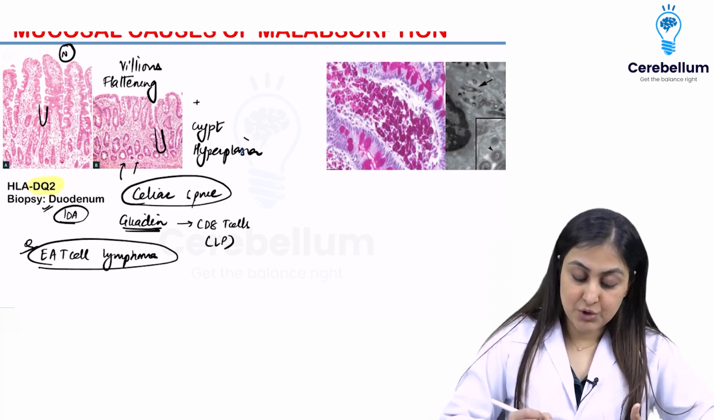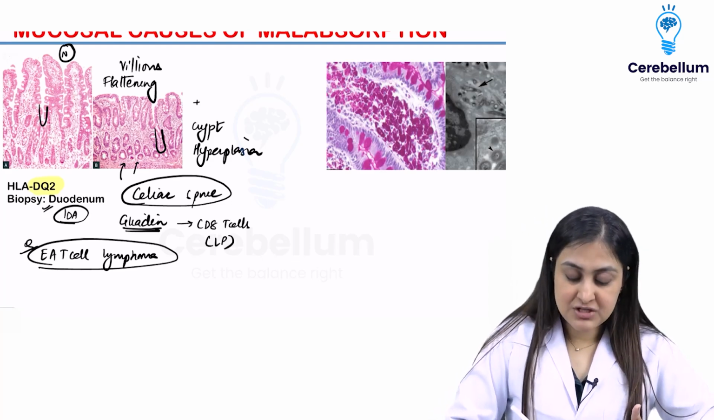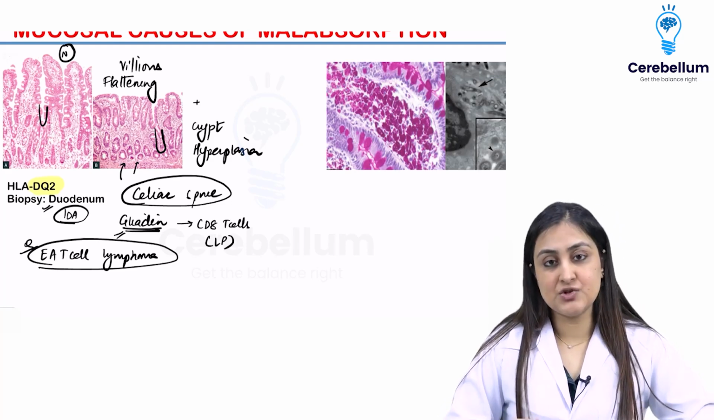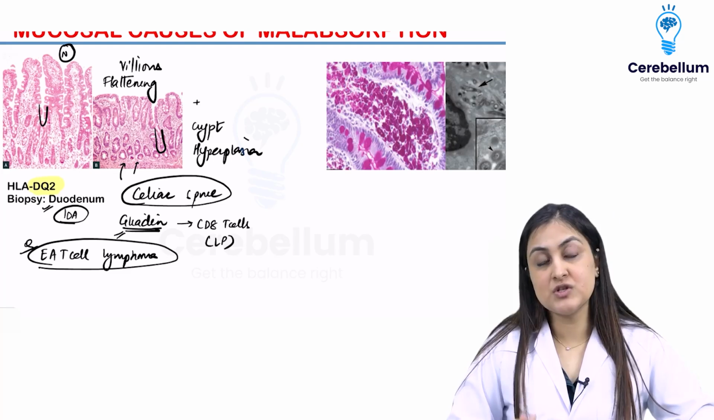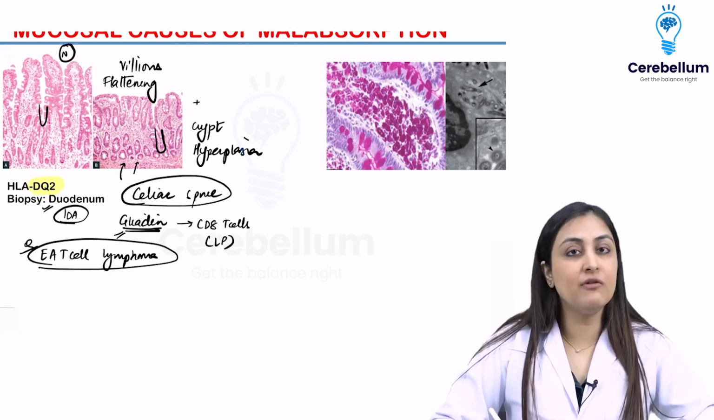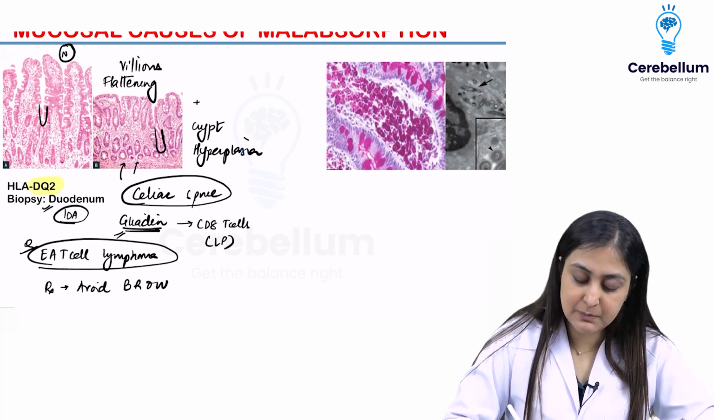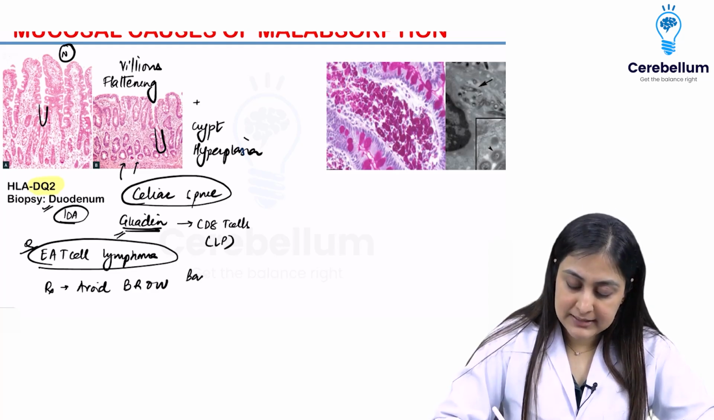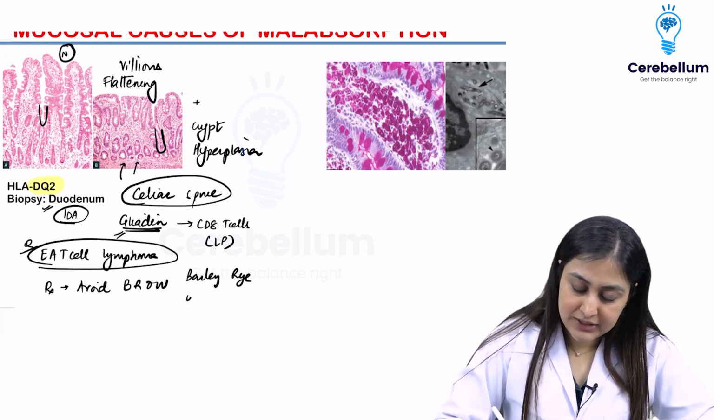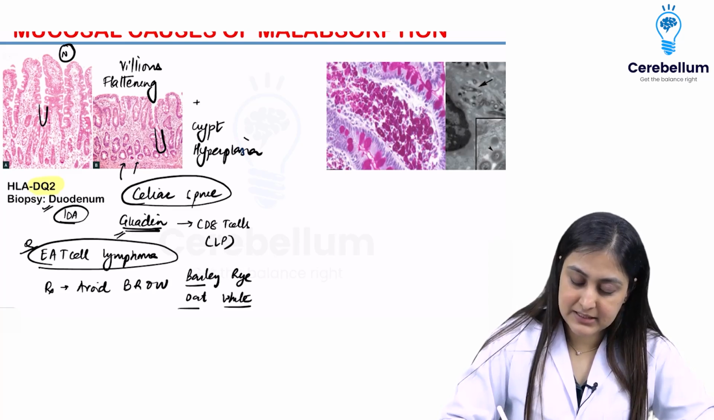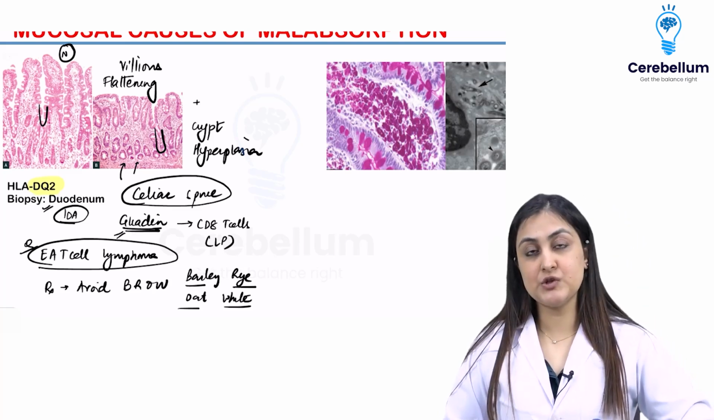So how do you treat celiac sprue? You just avoid gluten. Gluten is what gives rise to this gliadin, so you want to avoid gluten in the diet. That is going to be the treatment: you avoid these agents which are rich in gluten, that is BROW. So barley, rye, oat and wheat are to be avoided. They can have rice, basically, is what you want to remember. So this is about it.